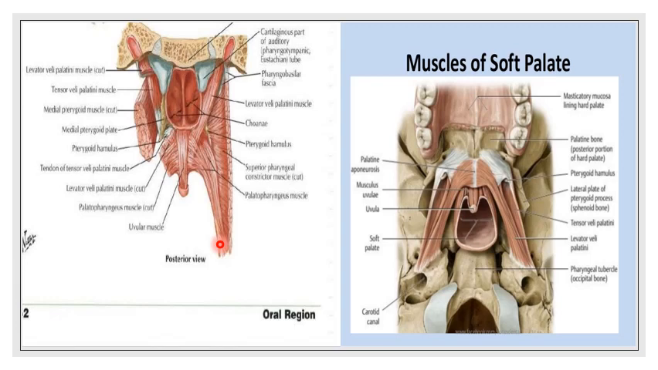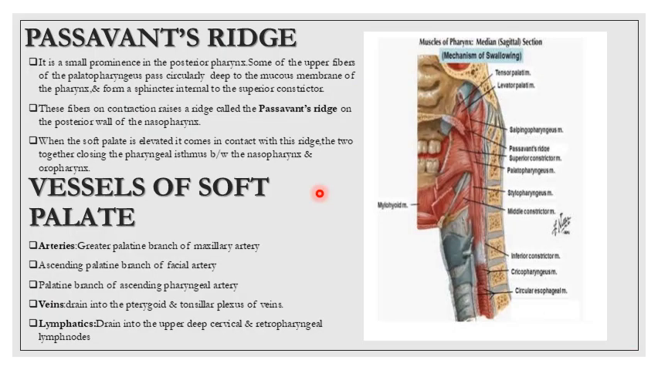Palatoglossus muscle you cannot see in this view. Passavant's ridge. It is a small prominence in the posterior pharynx. Some of the upper fibers of the palatopharyngeus pass circularly deep to the mucous membrane of the pharynx and form a sphincter internal to the superior constrictor muscle. These fibers on contraction raise a ridge called the Passavant's ridge on the posterior wall of the nasopharynx.